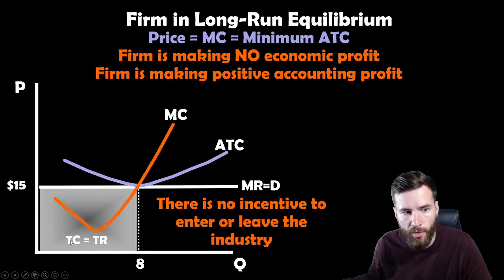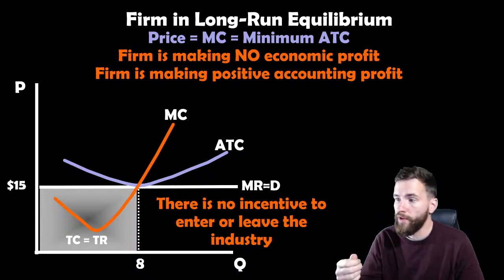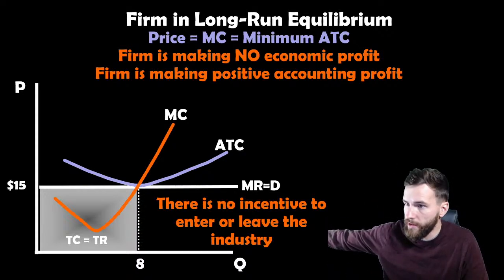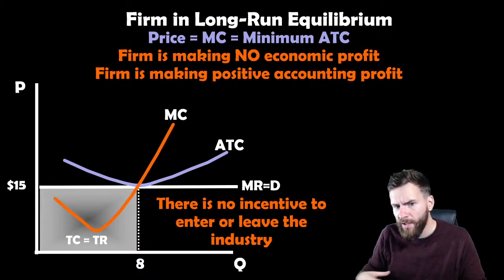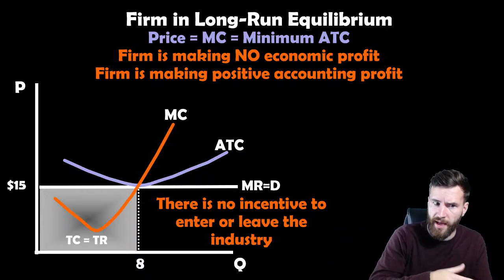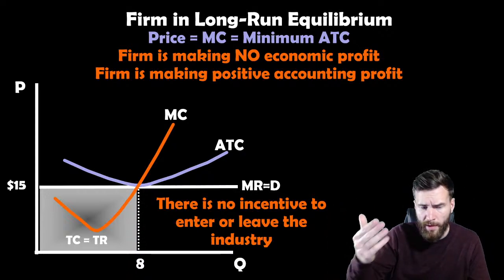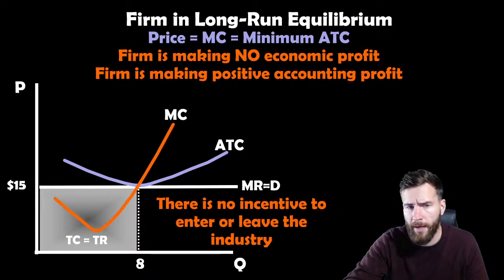So they are breaking even. Total revenue equals total cost. There's no reason to leave the industry because they're not making losses, and there's no reason for anyone else to enter the industry because no one's making profit. So this is the idea of long run. Now obviously things can change outside of the control of these firms, and then we're going to get to a new long run. But for now, that's what long run economic profit is.